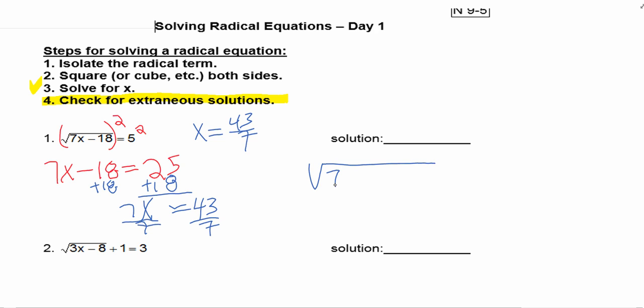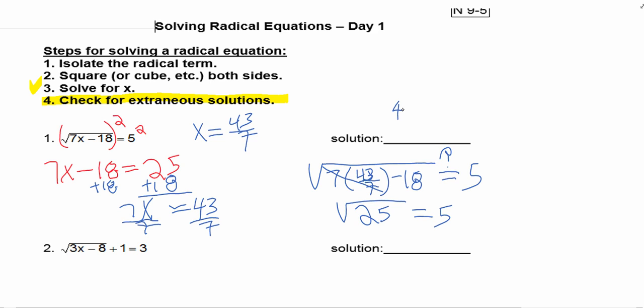So we have 7 times 43 over 7, and subtract 18, take the square root of that, and we will check to see if that's in fact equal to 5. Notice that the 7's cancel out and you just have 43 minus 18, which equals 25. And the square root of 25 in fact does equal positive 5, so we'll go ahead and record our solution right here, 43 over 7.